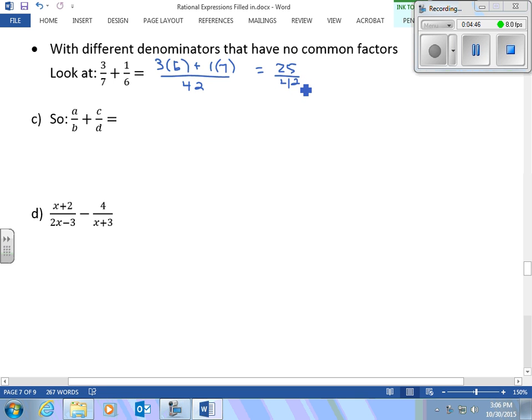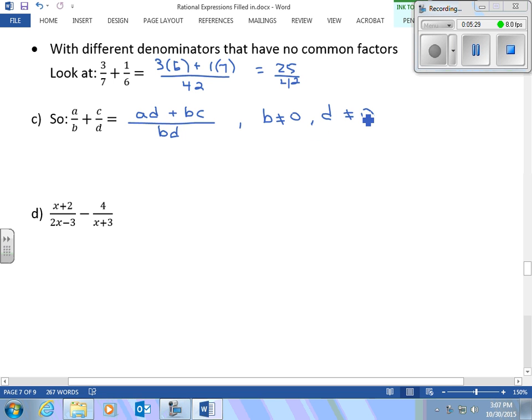Okay, because really when there's nothing in common, you can just multiply the 3 by the 6, the 1 by the 7, add those together, and multiply to get our denominators. So a rule of thumb would be A over B plus C over D equals A times D plus B times C all over B times D. And that works beautifully as a nice rule, so long as B and D don't equal 0. B can't be equal to 0. D can't be equal to 0.